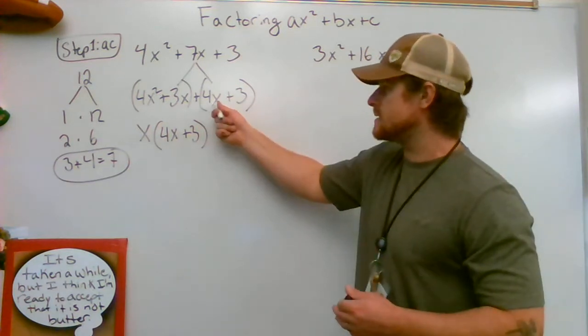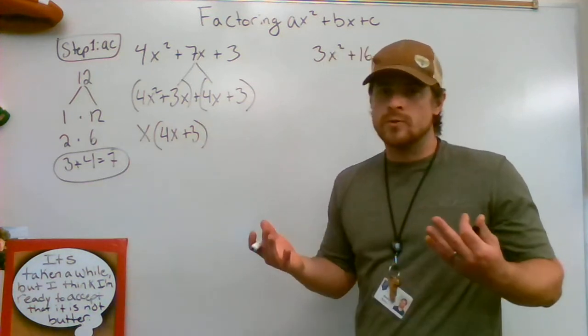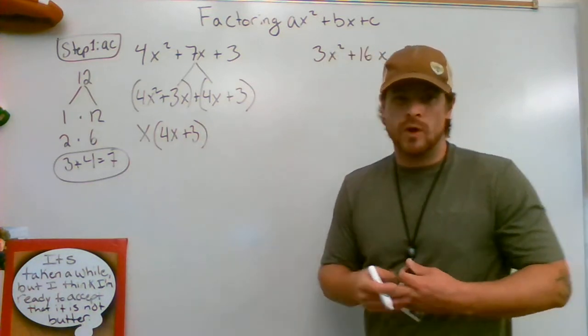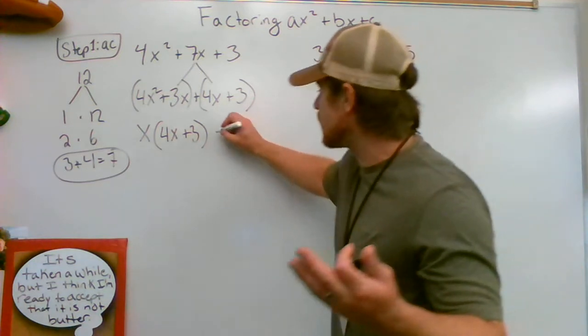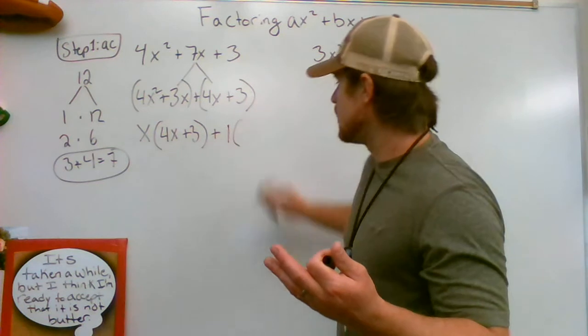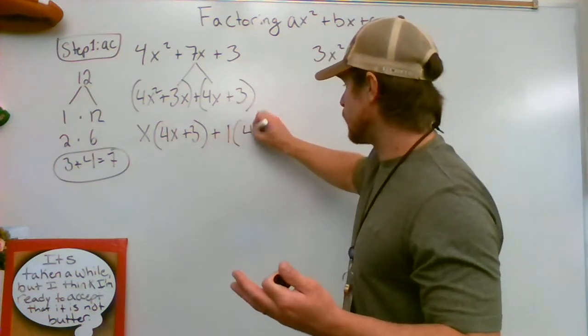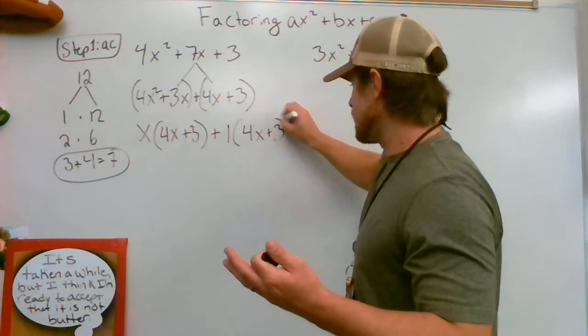The first term does, the second term does not. So I can't pull an x out. What do 4 and 3 really have in common other than 1? There isn't anything. So what I do want to pull out here is a 1. 1 times what would make 4x plus 3? 1 times 4x plus 3.